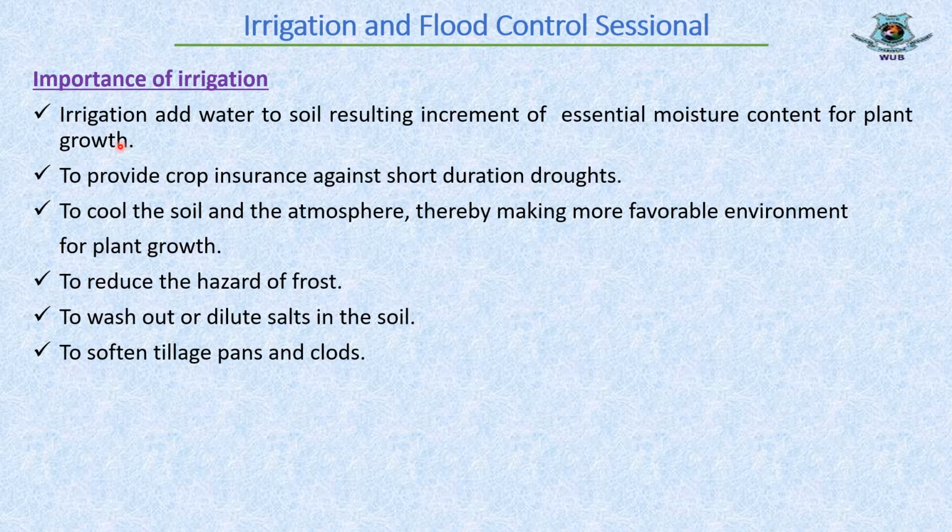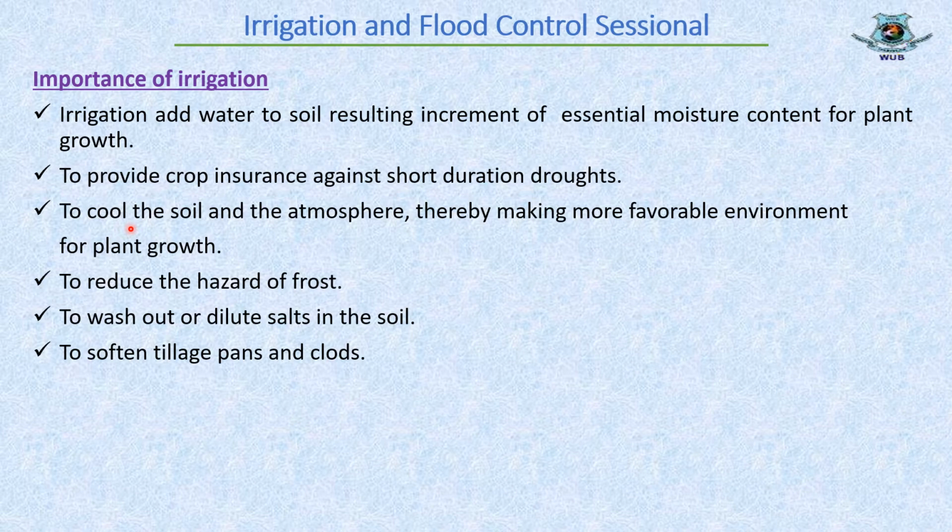Importance of irrigation. Then it is point number 2. Irrigation adds water to soil, which increases the essential moisture content and makes soil favorable for plant growth. To provide crop insurance against short duration droughts. It is just like insurance. If we can cultivate more crops, it can save us during droughts. So we can say it is like an insurance.